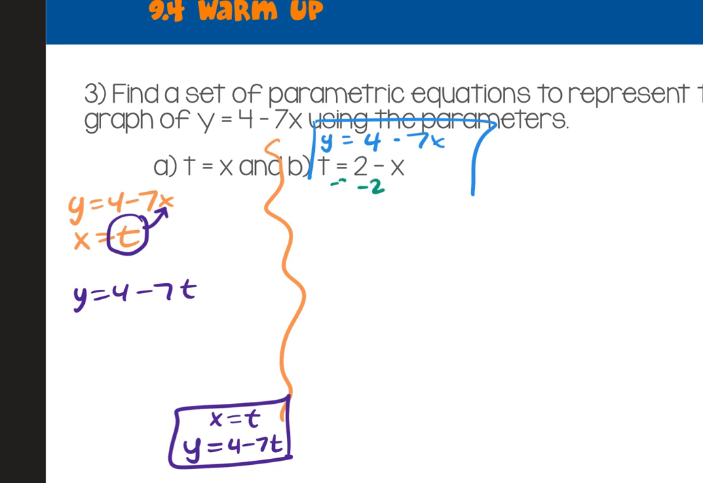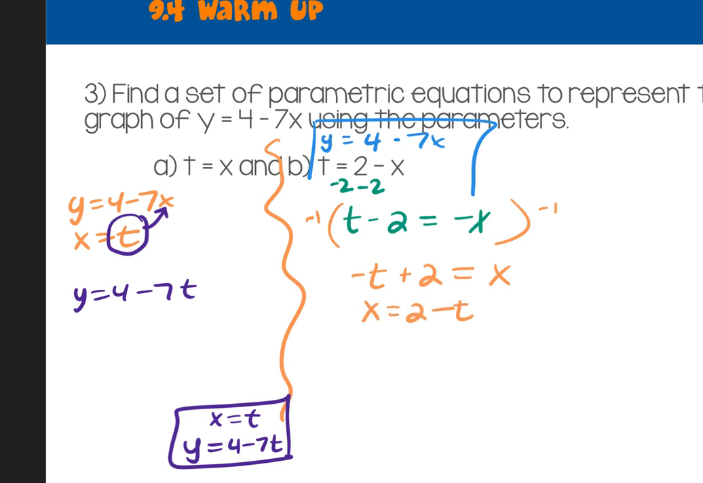You can either subtract 2 and then divide by -1 or multiply by -1, or I could have moved the x, then moved the t. Either way, same result. So that is telling you x equals -t plus 2 or x equals 2 minus t. You could use either one of those.